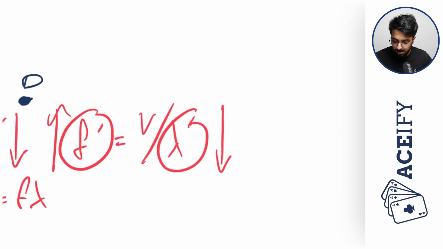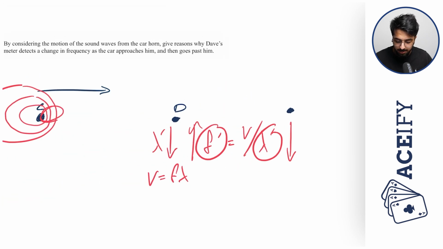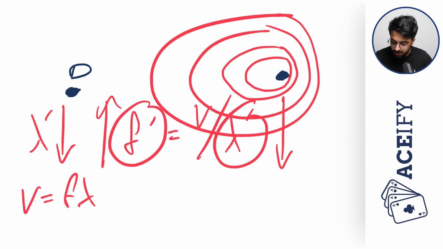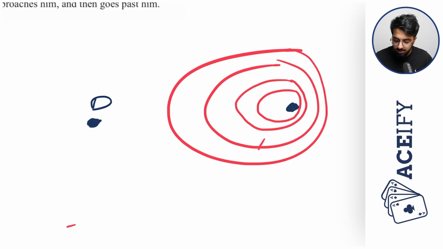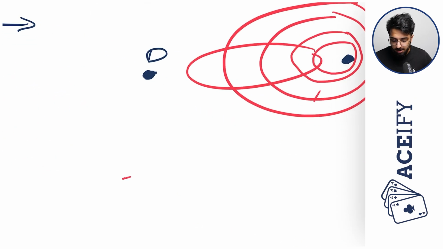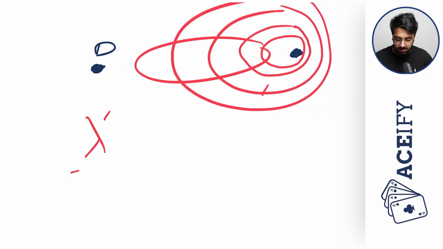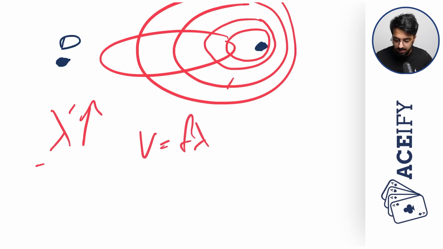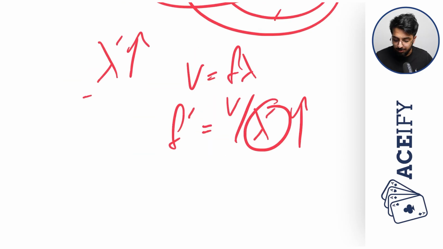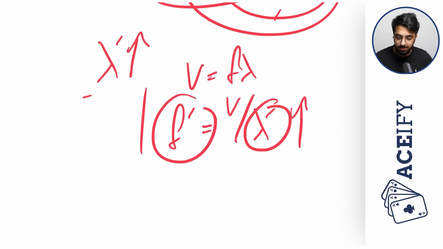Then the car is now moving away from him. The car has moved past Dave and now it's over here, and it is still going to catch up to previously emitted wavefronts, like so. As you can see, the wavefronts that are facing Dave are now spread out compared to before when they were bunched up. So the wavelength that Dave perceives is now greater than the true wavelength. And so again, as v = fλ, and his perceived frequency is v over the perceived wavelength, as his perceived wavelength is greater than the true wavelength, the frequency that he perceives is going to be lower than the true frequency.